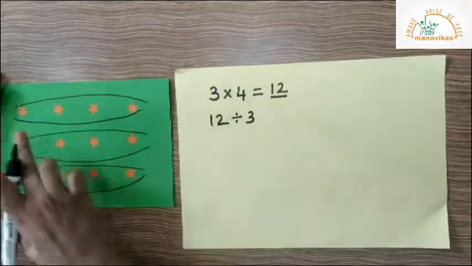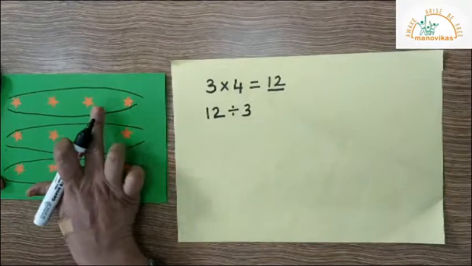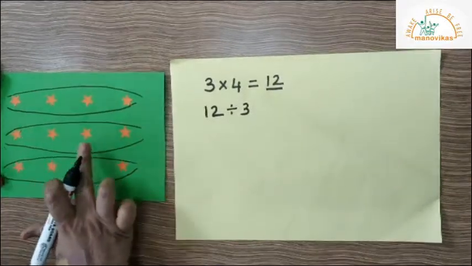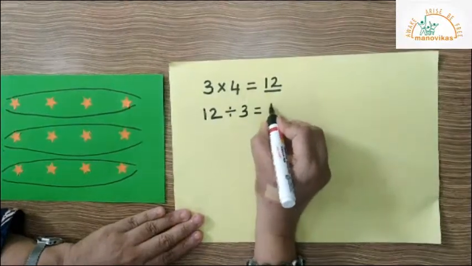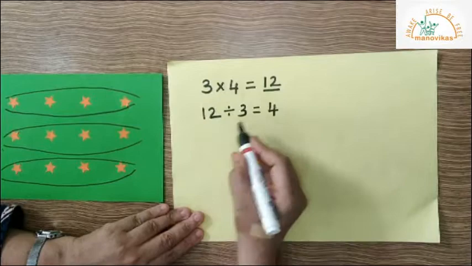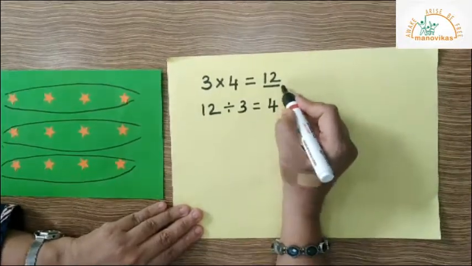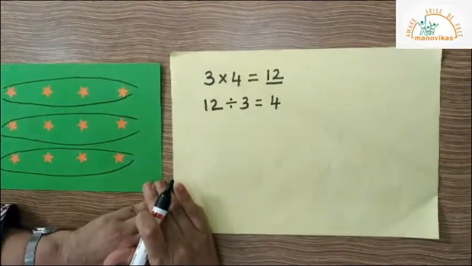And how many stars are there in each group? Can you count? 1, 2, 3, 4. 1, 2, 3, 4. So in each group there are 4 stars. So this is the division fact for this multiplication sum. Now the same multiplication can be done in the other way.